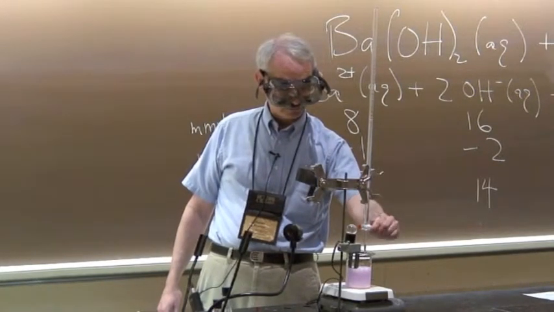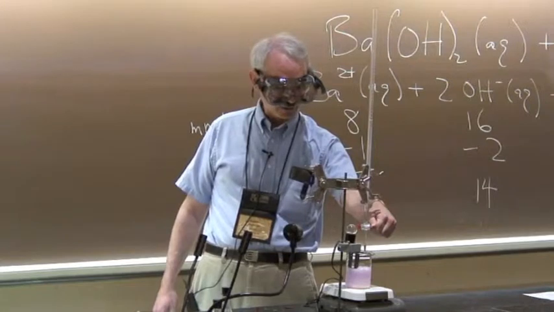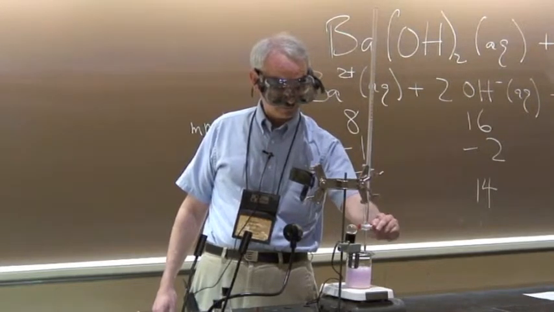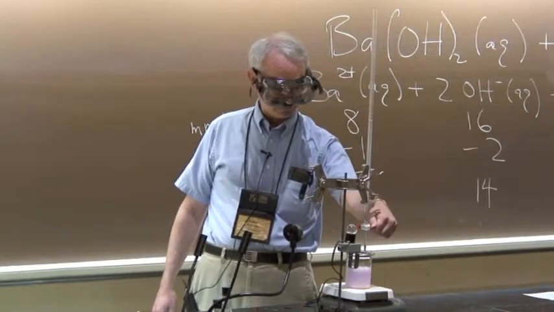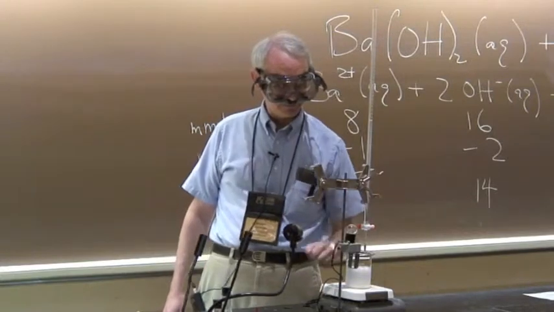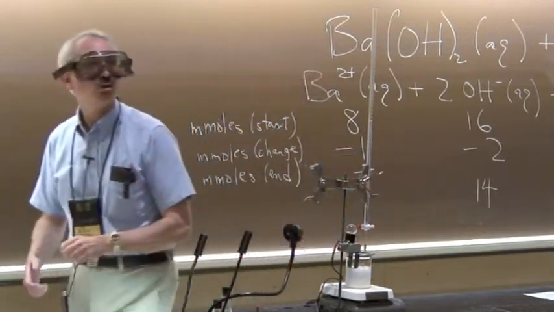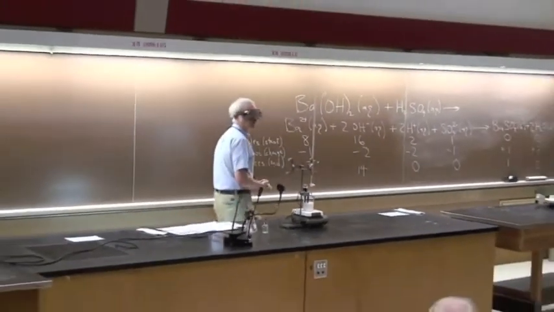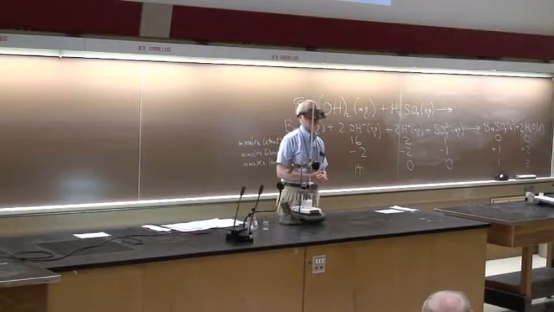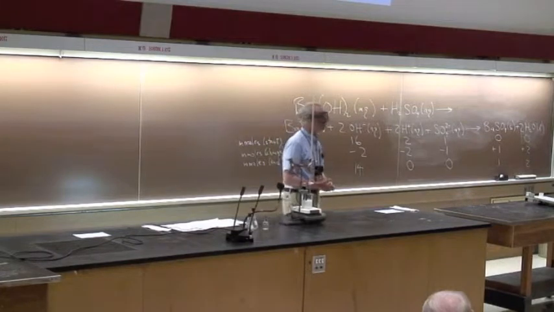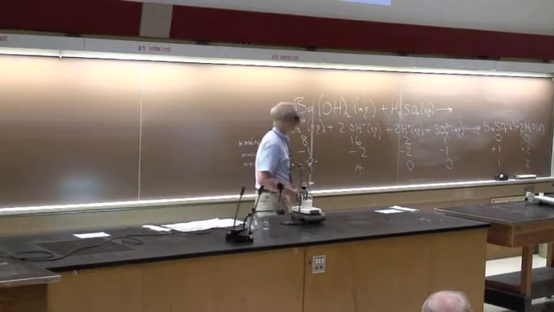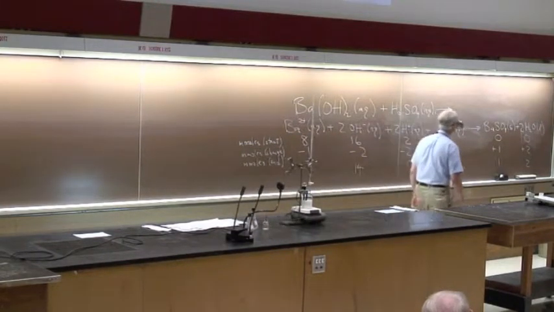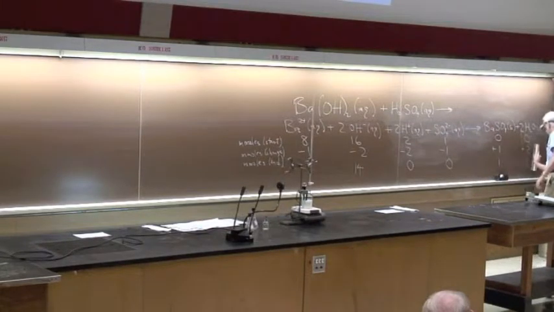Lights out. What happened to the pink color? So why did that happen? Why did the light go out? No ions. No ions left. Why did the pink color go away? No hydroxide. So now we have a different situation.